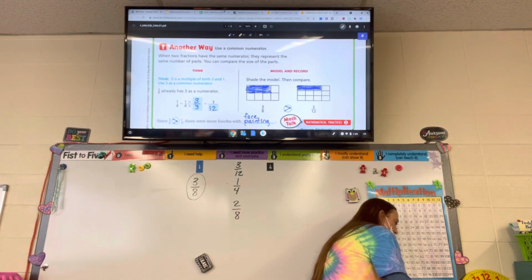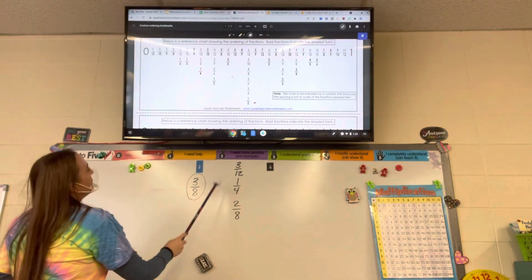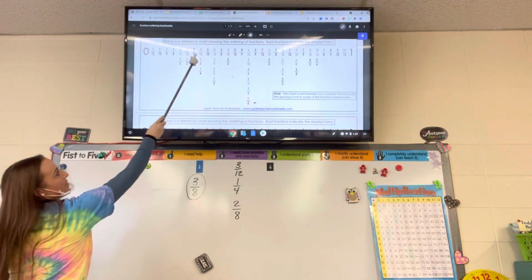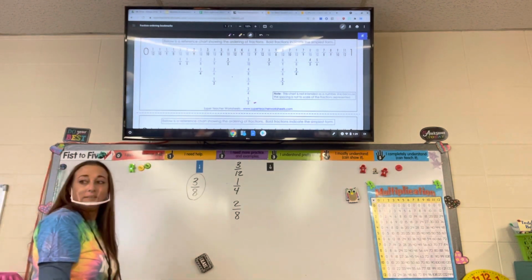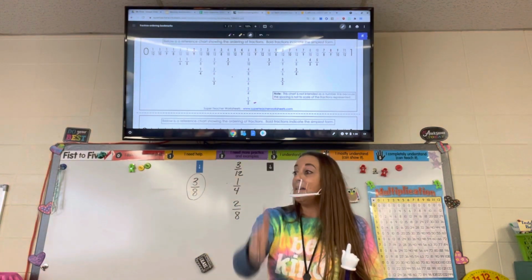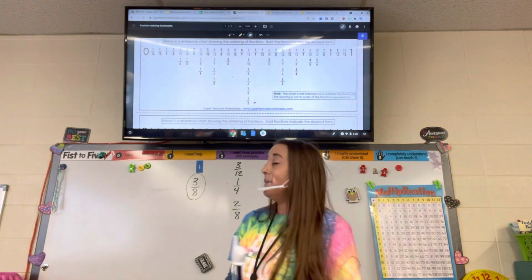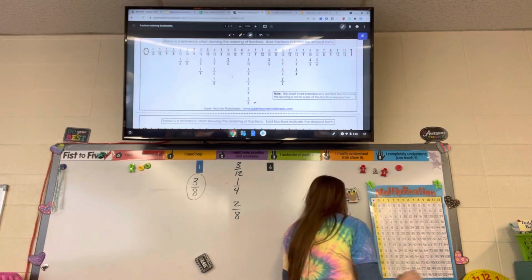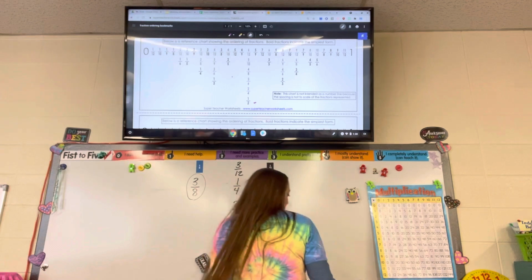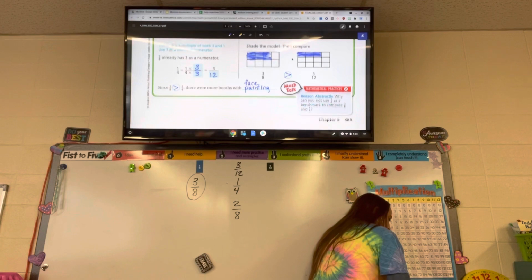If I flip back to my fraction strip and I find 1/4, look what's above it. 2/8. Look what's above that. 3/12. It's all in order. It's all on the same line. Because they're all equivalent. Remember, I said if they're above or below another number, those are all equivalent. So equivalent means you could just substitute it out for that number. Okay? All right. Here we go. Everybody get that copied down?